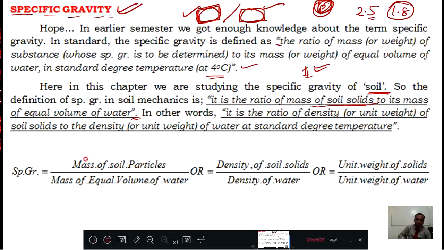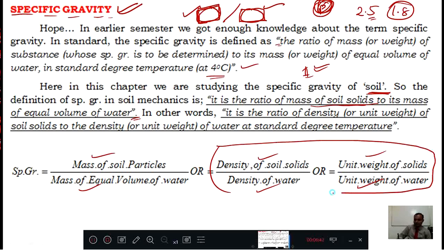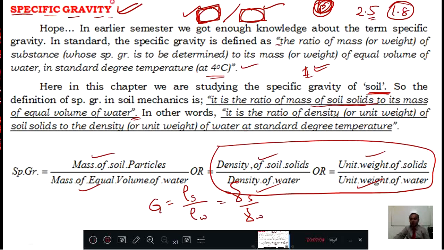Therefore you just remember: mass of the soil particles to the mass of the equal volume of water, or density of the solids to the density of the water, or unit weight of the solids to the unit weight of the water. I recommend you remember these two definitions. Specific gravity means rho S divided by rho W, or gamma S divided by gamma W. This only you should remember. That is, the specific gravity is the ratio of density of the solids to the density of water, or unit weight of solids to the unit weight of water. This much is enough for specific gravity.